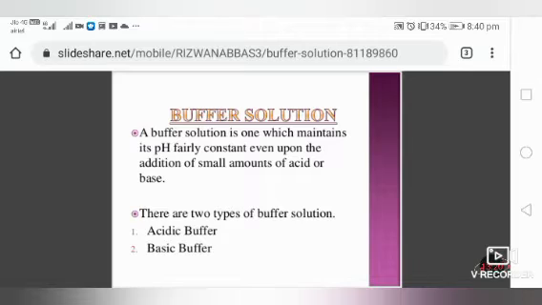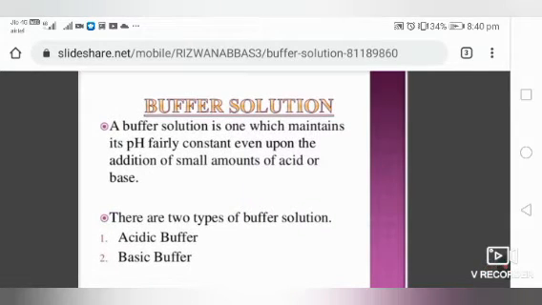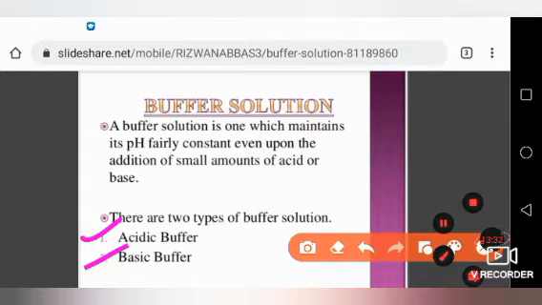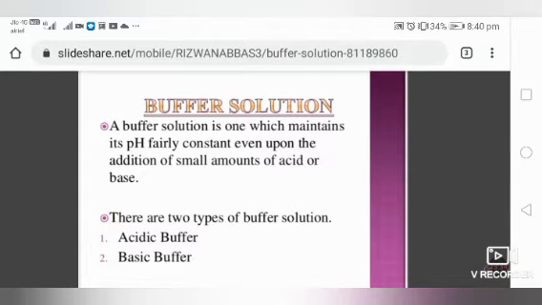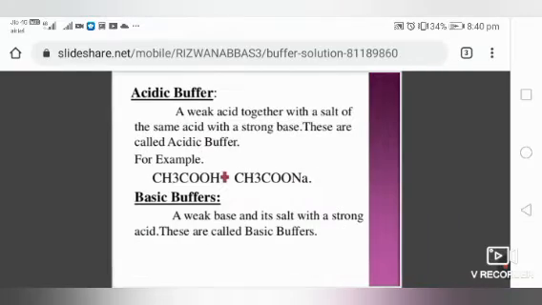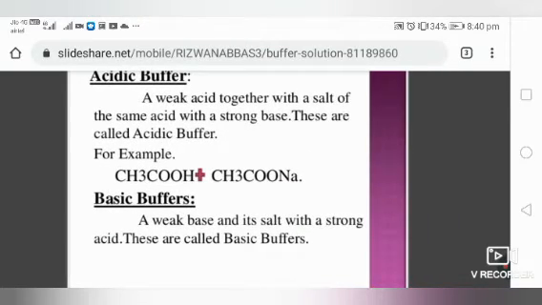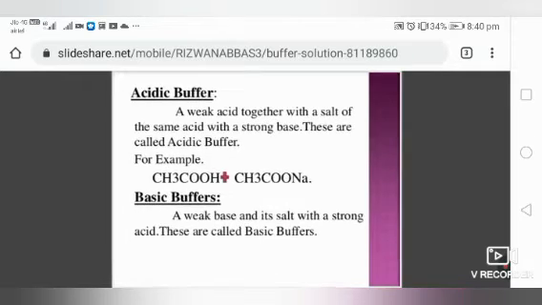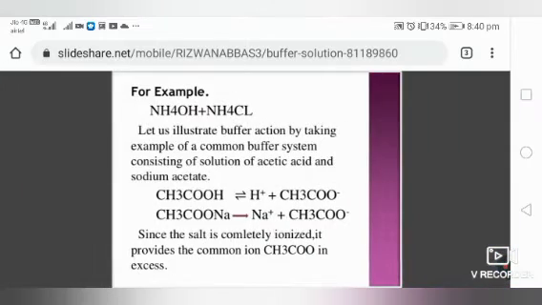So let's recapitulate. We did buffer solution, which is one that maintains a pH fairly constant even upon the addition of a small amount of acid or base. There are two types of buffer, that is acid and base, that we did. An acidic buffer is a weak acid together with a salt of the same acid with a strong base. These are called acidic buffers. A basic buffer is a weak base and its salt with a strong acid. These are called basic buffers. Okay, these maintain the pH value.